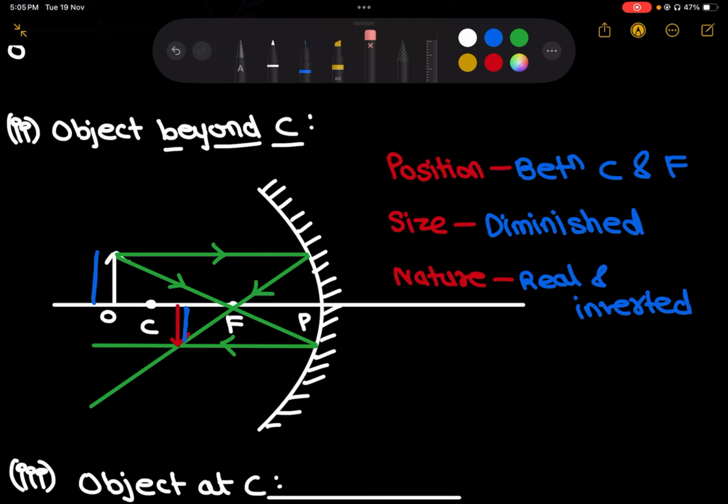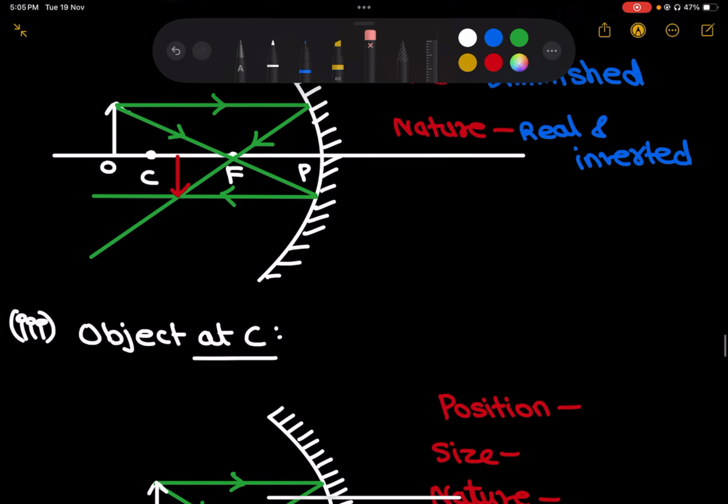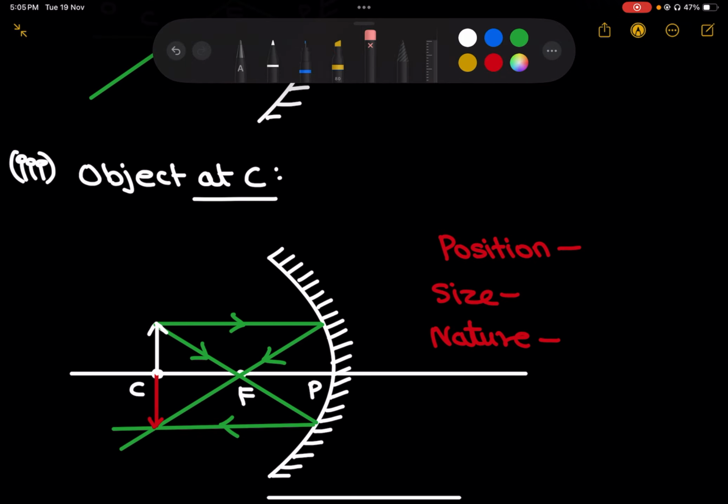Okay, now we'll move on to the third case. The third case is that the object is at C.